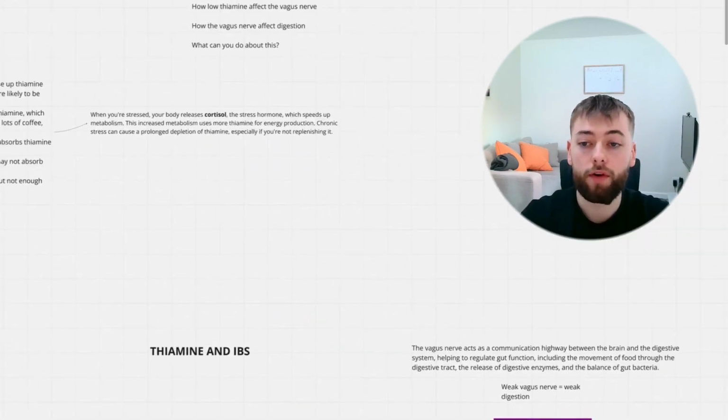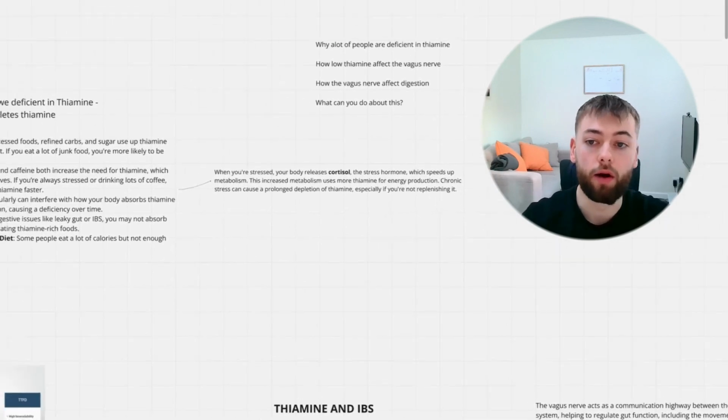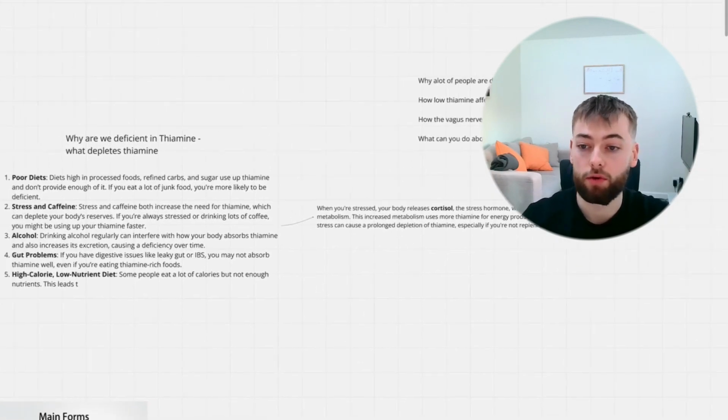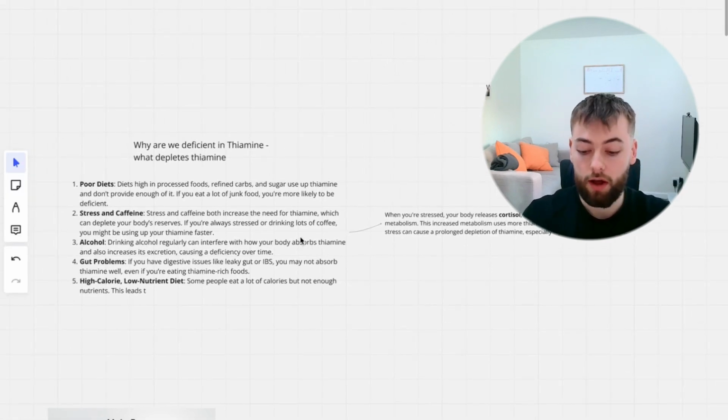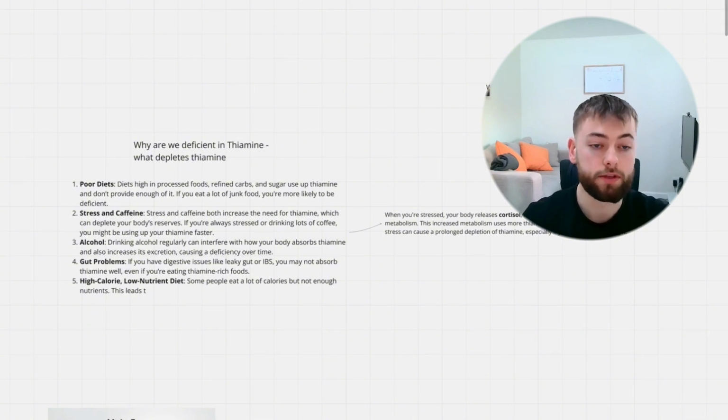A lot of us are actually deficient in thiamine and B1. If we look at how we live in the modern day and what actually depletes thiamine: high carb, refined sugar, refined carbs, stress, caffeine, alcohol, gut problems. These are all things that we deal with, especially in the Western diet, a lot of us eating high carb, high sugar stuff. For example, when we need to turn glucose into energy, thiamine is needed. So the more carbs we're eating, the more thiamine is needed, and it's going to deplete our stores of thiamine.